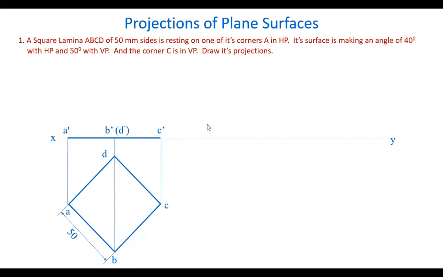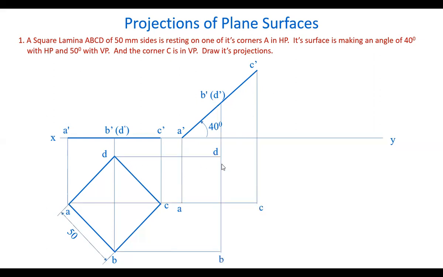Now, let's keep the angle here, 40 degrees with the HP. So, draw a line here at 40 degrees, with the same length marked here. Mark the same points. Draw projectors from all these points here, and draw horizontal lines from these points. Mark the intersection points here, A, B, C, D. Join them by straight lines. You get the top view here.